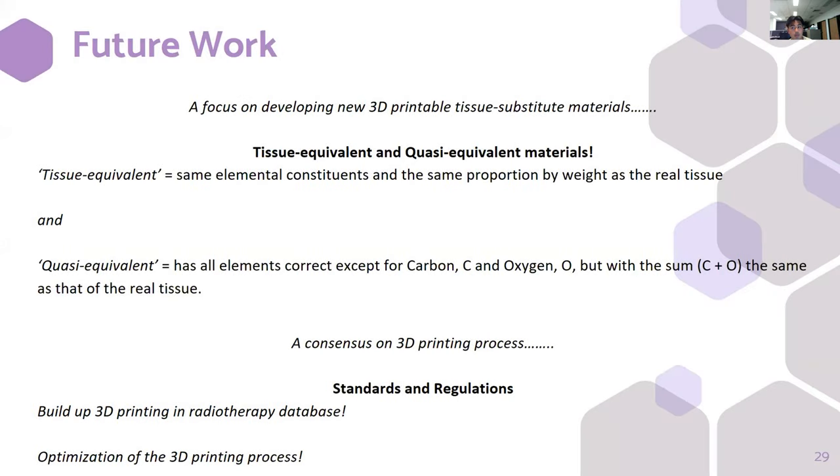Future work for 3D printing phantoms or in radiotherapy in general requires a focus on developing 3D printing materials which accurately emulate elemental composition of real human tissues. And these can be termed as tissue equivalent or quasi equivalent materials. And this certainly requires expertise in the areas of polymer science and 3D printing.